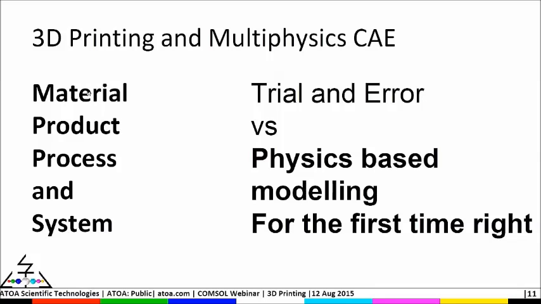We can use multiphysics CAE for 3D printing at material, product, process, and system level. For example, material design for stiffness and manufacturability, product design for multiple CTQs, manufacturing process simulation, and system level simulation like the whole 3D printer.